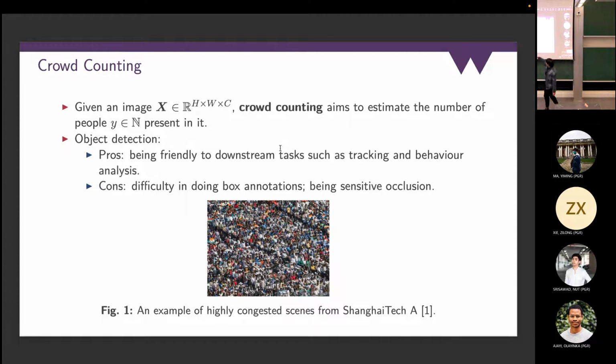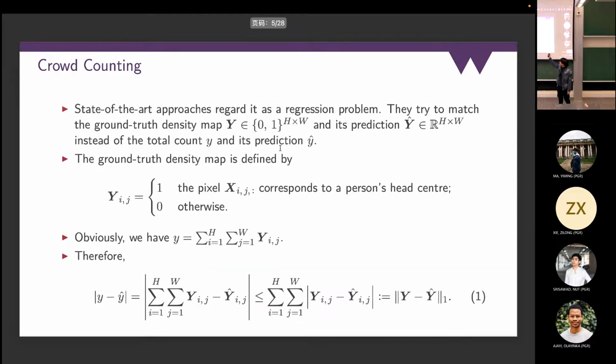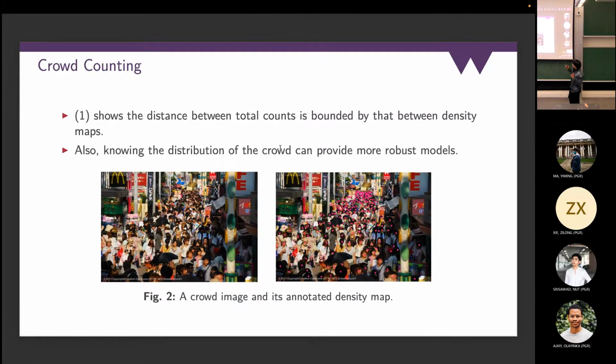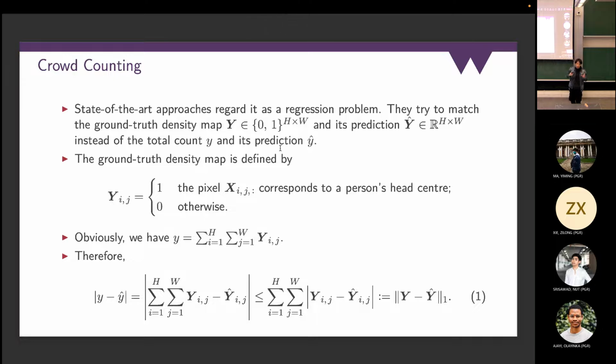Okay, it's super crowded in this scene, and there are more than 1,000 people shown in this image, and doing box annotation can be very, very difficult. So the state-of-the-art approaches are based on structures resembling an autoencoder. They have an encoder to extract features and a decoder to generate the density maps.